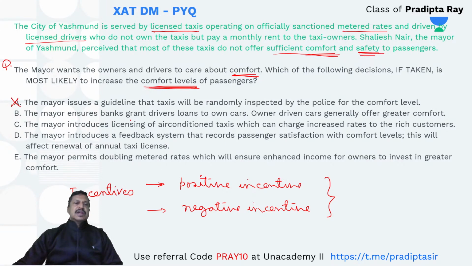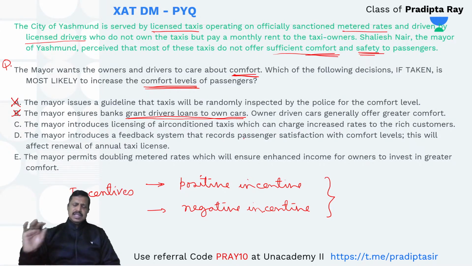The mayor ensures banks grant drivers loans to own a car. Now, how do we know that the drivers will be interested to take a loan and own a car? Drivers may not be interested to own a car. Owner-driven cars generally offer greater comfort. So this may be okay, but how do I know that the drivers will be interested to take a loan and to own a car? So this is also far away with respect to the situation, most likely.